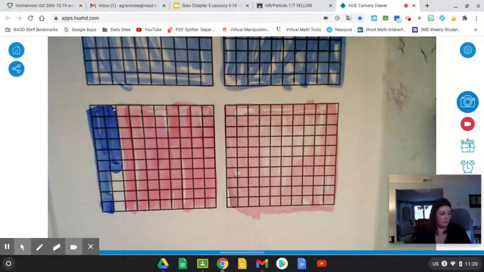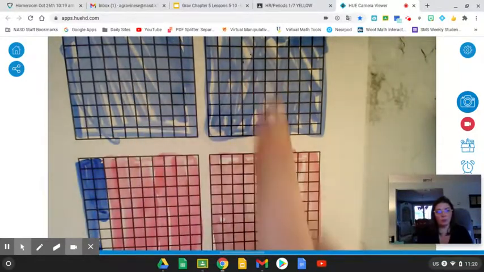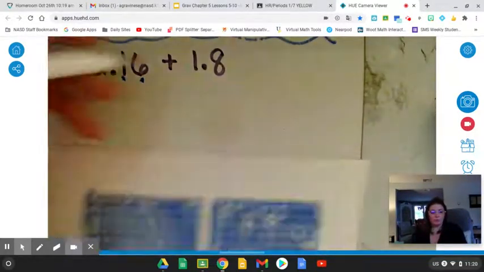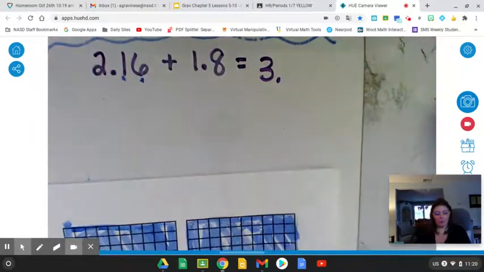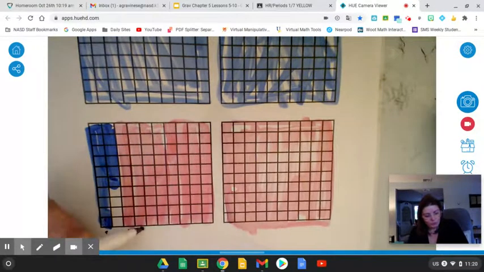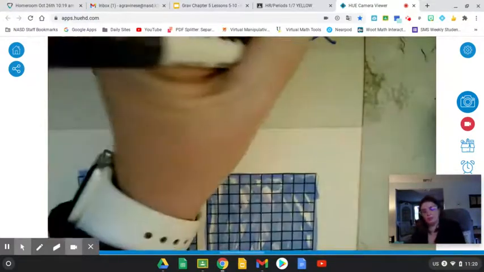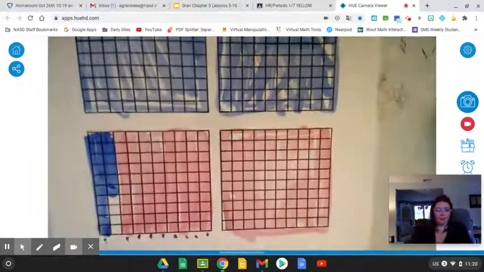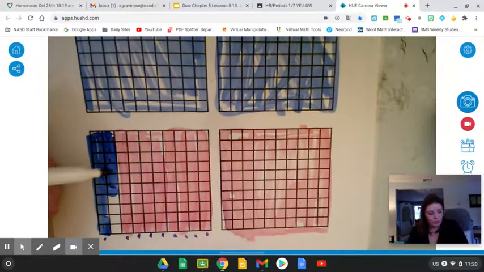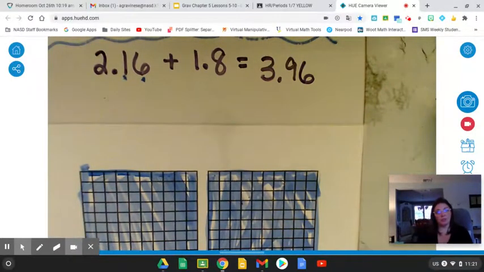So let's figure out the total. Well, you can see I have shaded in 1, 2, 3 wholes and 1, 2, 3, 4, 5, 6, 7, 8, 9 whole tenths. So 9 of the tenths rods. And then how many hundredths are left over? 1, 2, 3, 4, 5, 6 hundredths. So 2 and 16 hundredths plus 1 and 8 tenths is 3 and 96 hundredths.